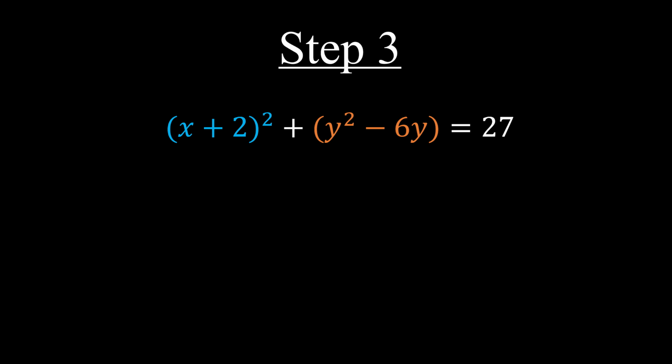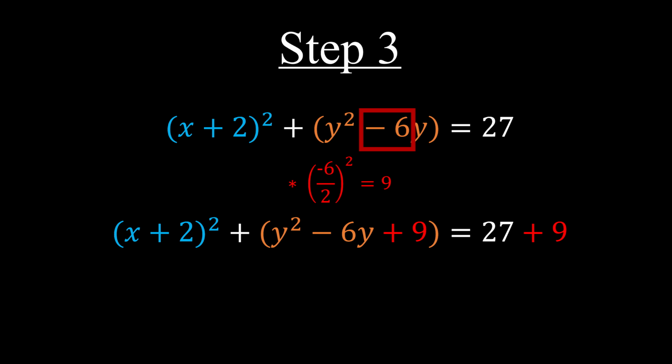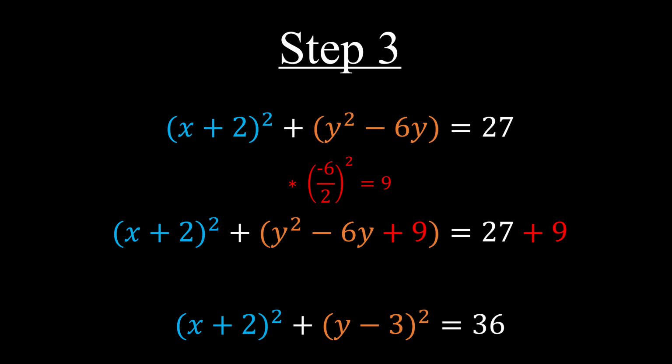Third step is to complete the square for the y terms. Here the coefficient of the y to the first power term is minus 6. So the number we should add to both sides is minus 6 divided by 2 squared, which is 9. I add 9 to the inside of the parentheses and I add 9 to the other side of the equal sign. Therefore, we've successfully completed the square for our y terms.